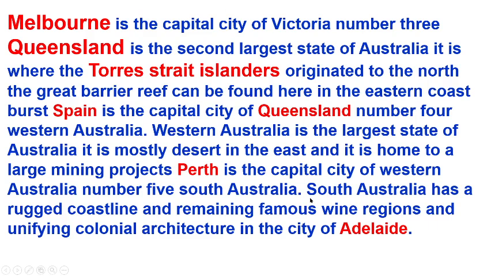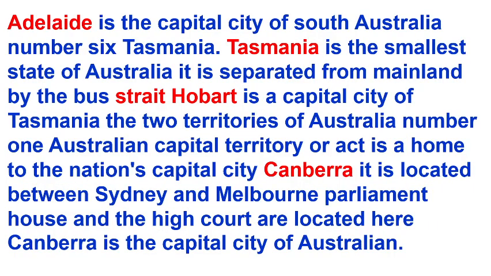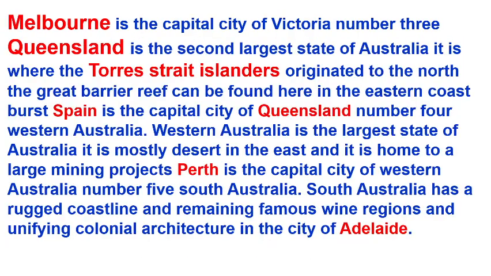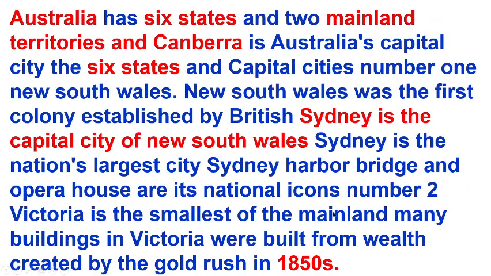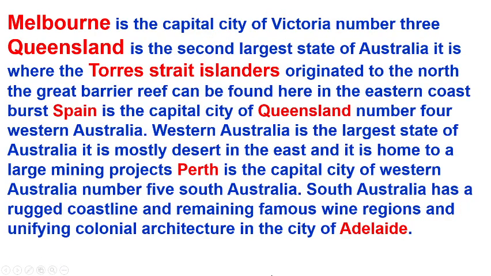Number 2, Victoria is the smallest of the mainland states. Many buildings in Victoria were built from the wealth created by the gold rush in the 1850s. Melbourne is the capital city of Victoria.